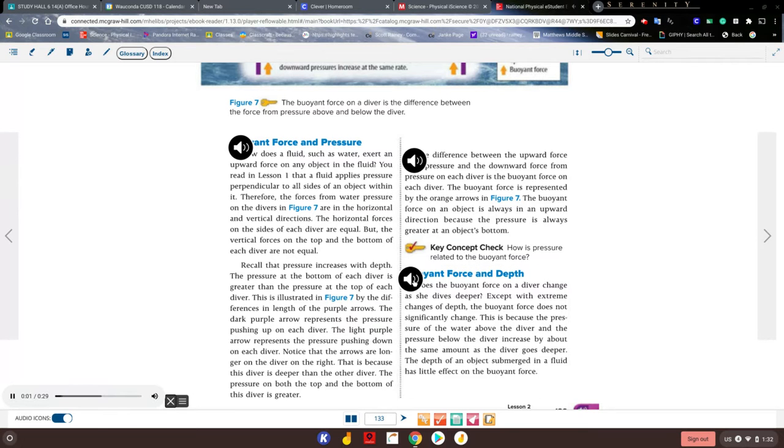Buoyant force and depth. Does the buoyant force on a diver change as she dives deeper? Except with extreme changes of depth, the buoyant force does not significantly change. This is because the pressure of the water above the diver and the pressure below the diver increase by about the same amount as the diver goes deeper. The depth of an object submerged in a fluid has little effect on the buoyant force.